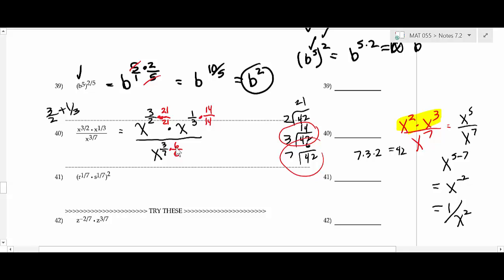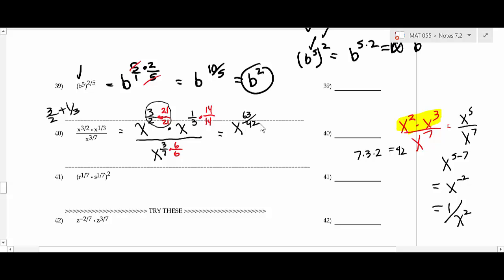Everybody with me there? Okay, so we're going to get everything in a common denominator, then we'll be ready to work out the problem. So what we're going to have is x to the, let's see, multiply that out. That would be 63 over 42. You can use your calculator if you need to. And then the next one, multiply straight across, you're going to get 14 over 42. And then here, you're going to get x to the 3 times 6 is 18. 7 times 6 is 42.